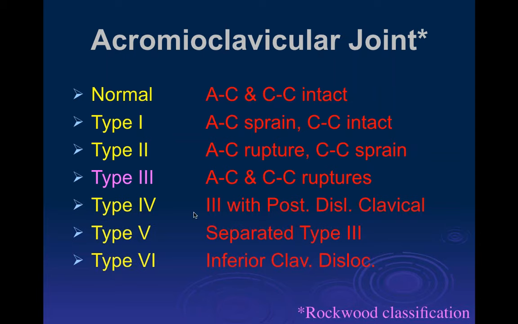Type 4, you have a type 3 with ruptures of both, but you have a posterior dislocation of the clavicle. Type 5 is a type 3, but with a large degree of separation. And then a type 6 is an inferior clavicular dislocation. This is being quite rare.